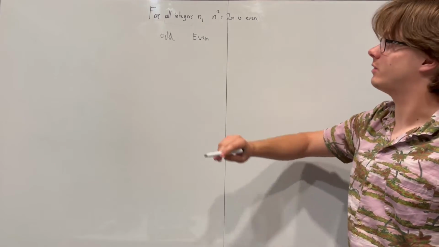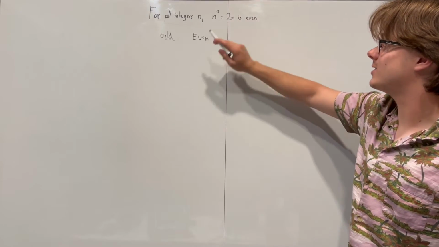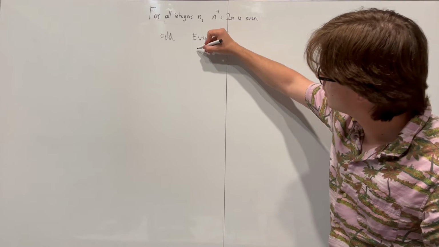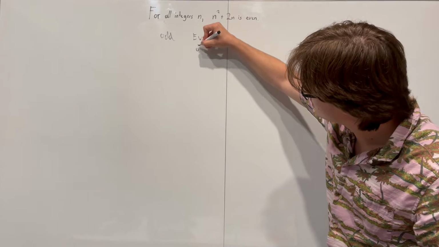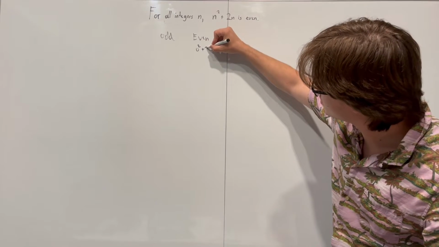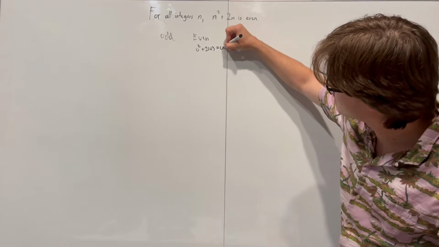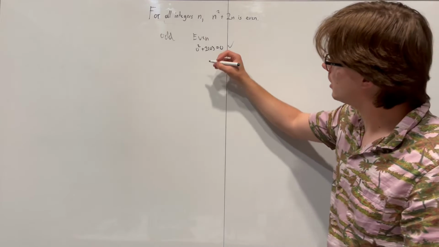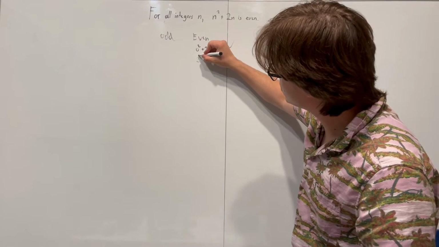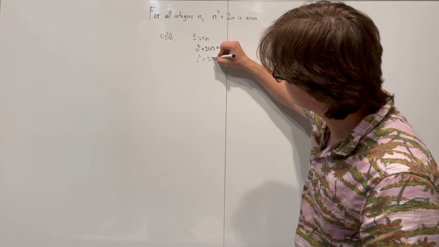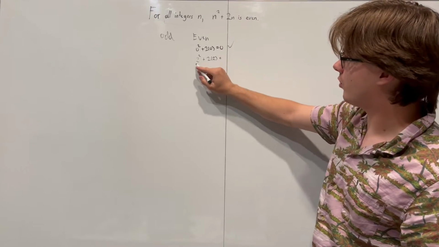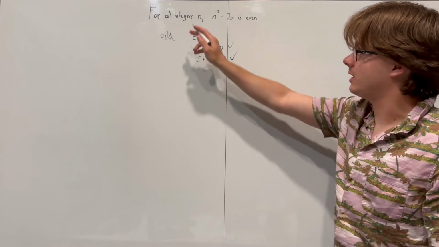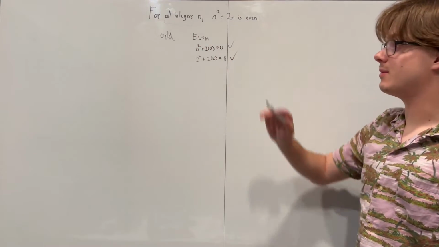Let's first start with even. Let's plug in some even n and see if the answer is in fact even. Let's try 0. 0 squared plus 2 times 0 is 0. So yeah, that's in fact even. Okay, let's try one more even number. Let's try 2. 2 squared plus 2 times 2 is going to equal 4 plus 4, which is 8, and that's even. So when n is even, this statement is true.